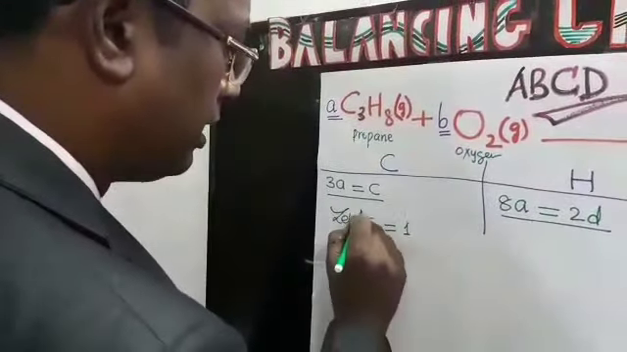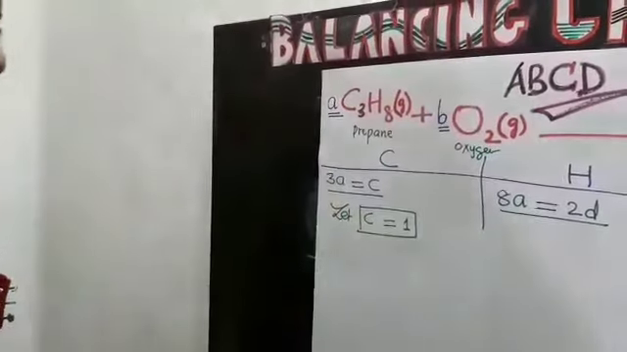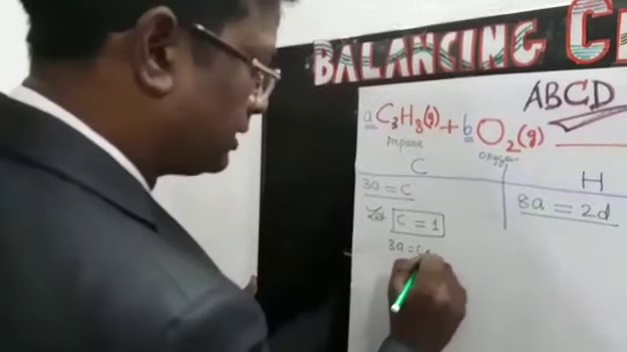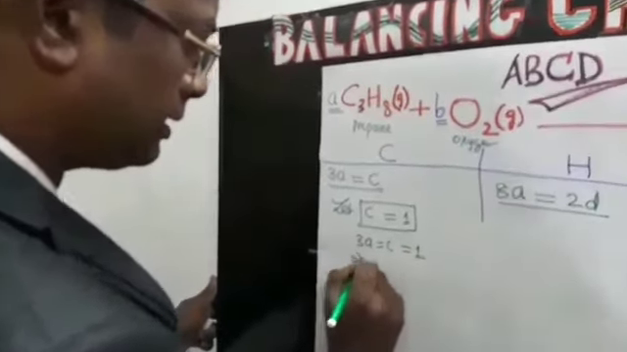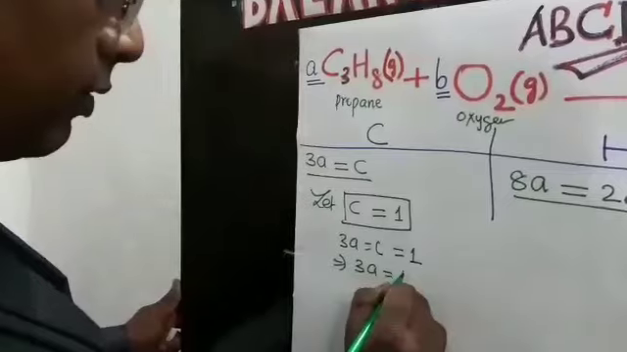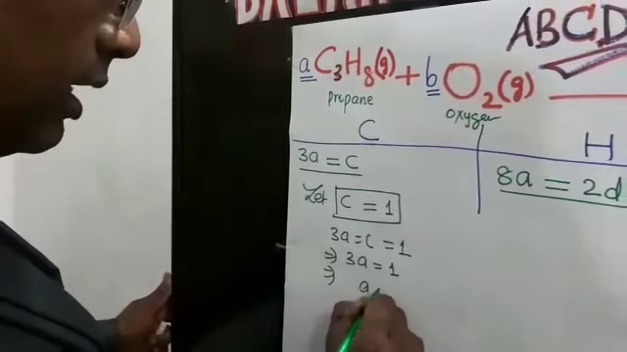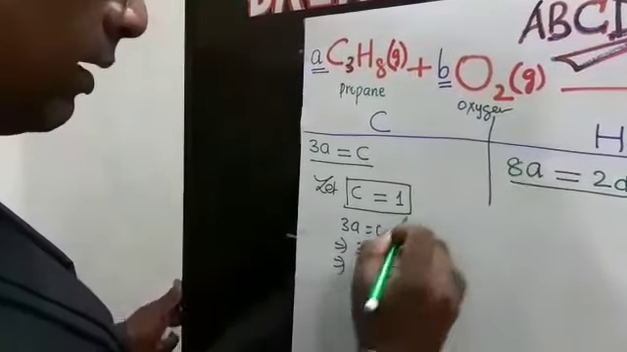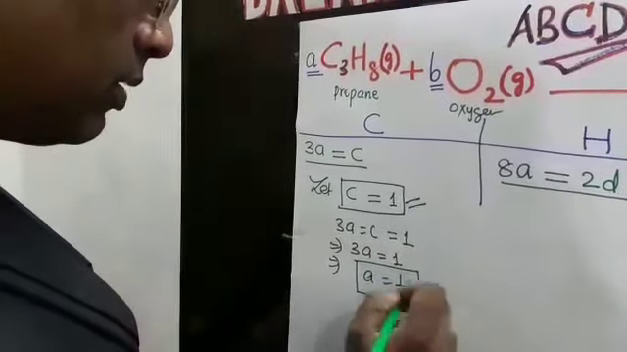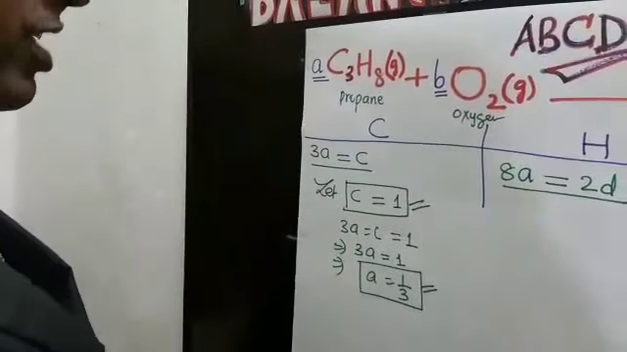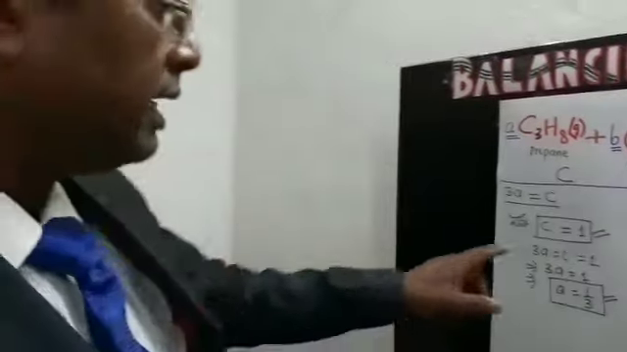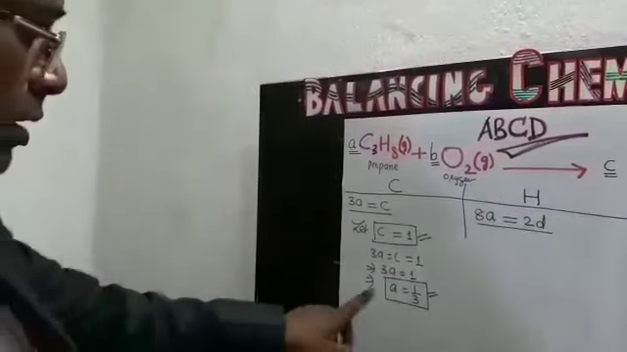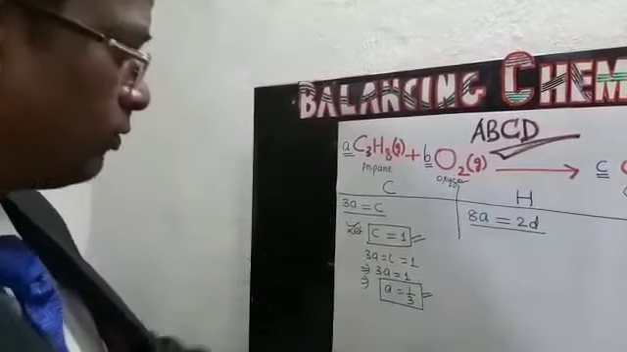If I take the value of C as 1, then 3A will be equal to C equal to 1, which implies 3A equal to 1, which implies A equal to 1 upon 3. So we have got 2 values. For the maximum number of times the variable occurring here, we will consider it as 1, and then we'll try to approach. We get the value small a equal to 1 by 3.